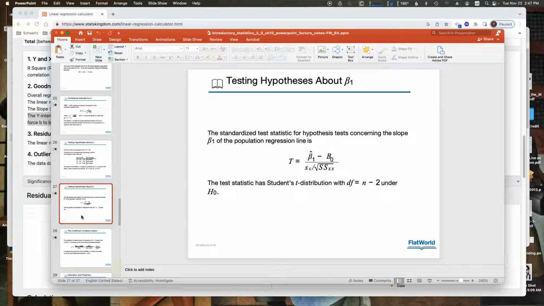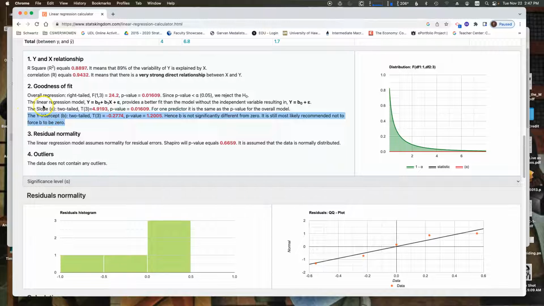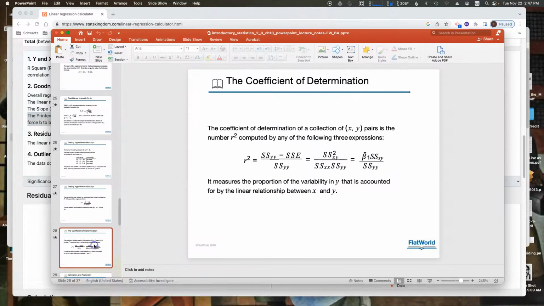You would see on the website, but also here, we would test the value of both the y-intercept as well as the slope term. And you saw this here, the y-intercept as well as the slope term. And then our final thing here would be, again, looking at our coefficient of determination.